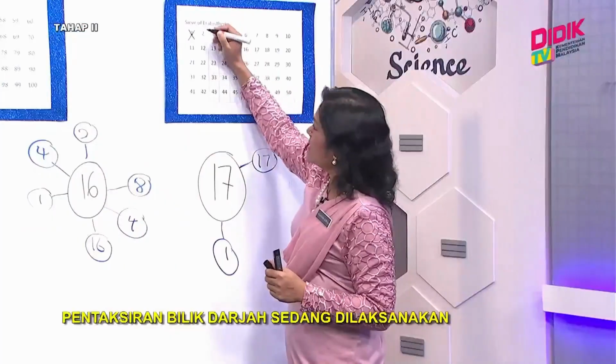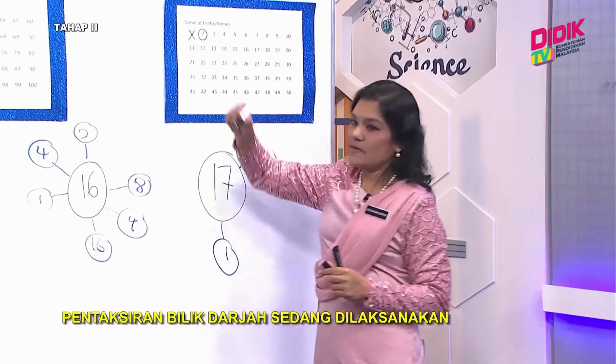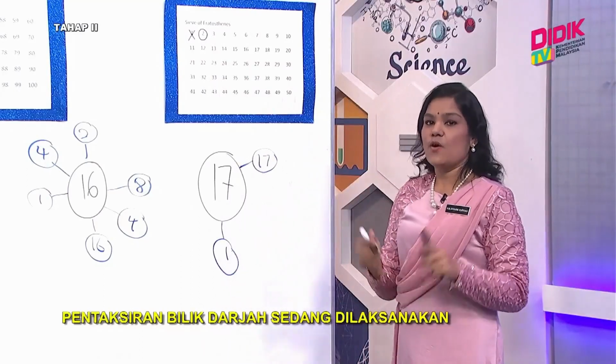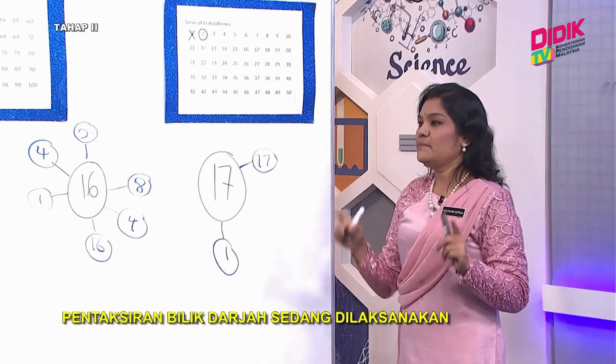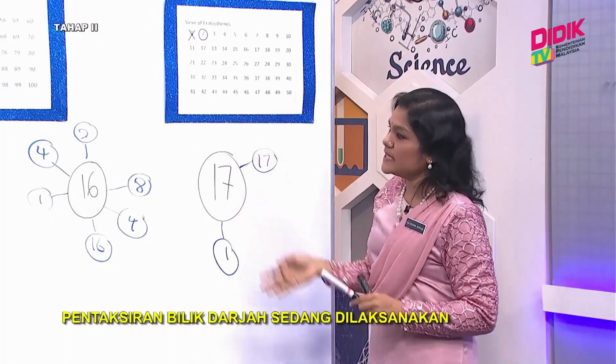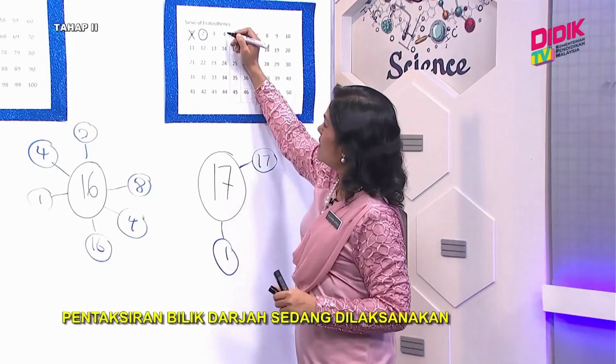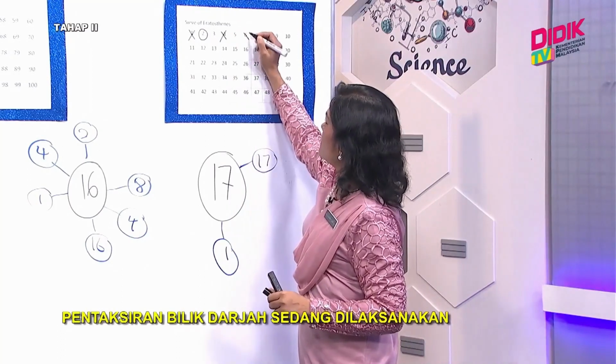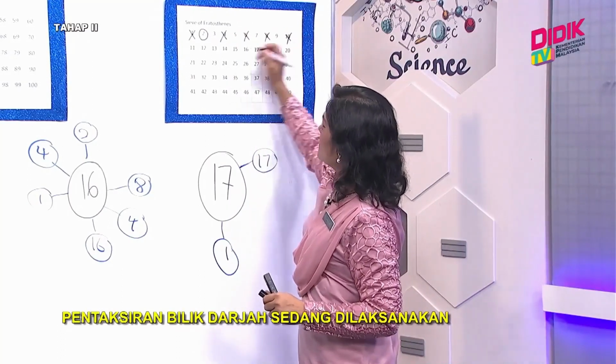Then I circle the second number. As we discussed just now, 2 is the only even prime number. After you circle this, you have to cross out all the multiples of 2. What are they? 2, 4, 6, 8, 10, 12.